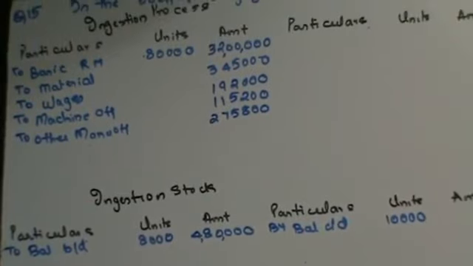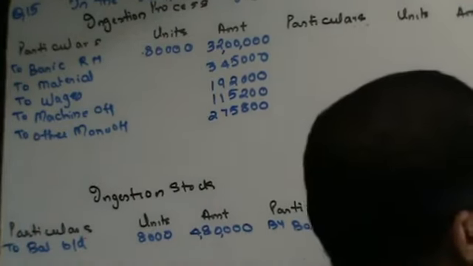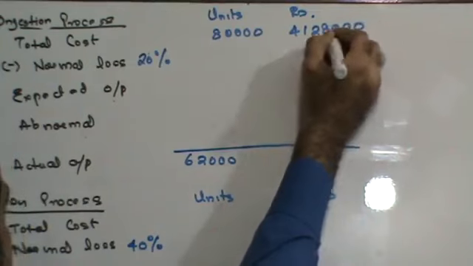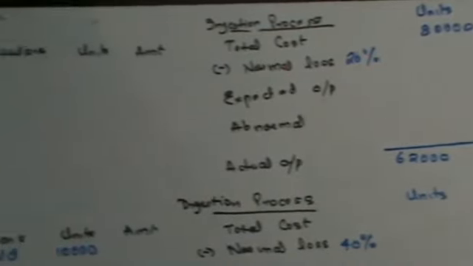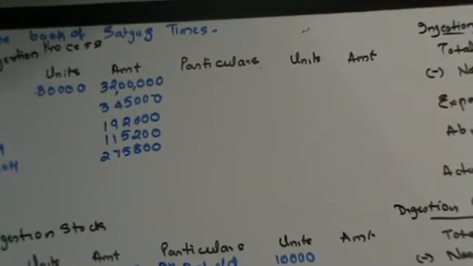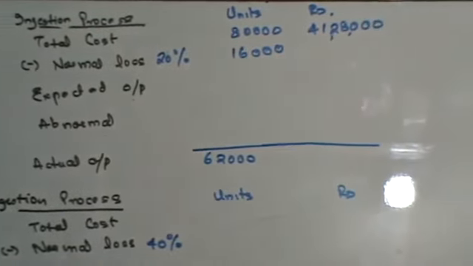You have 80,000 units, and when you add all that, you will get 41,28,000 rupees. The addition of all the amounts, that is your 32 lakhs plus 3,45,000 plus 1,92,000 plus 1,15,200 plus 2,75,800 will give you 41,28,000. Now, my normal loss is given to you as 20%. 20% of 80,000 is going to be 16,000.